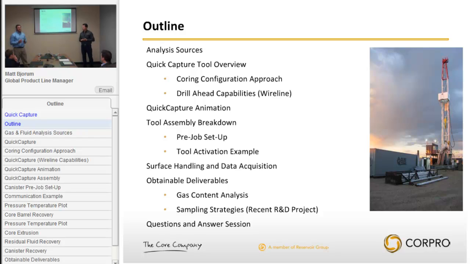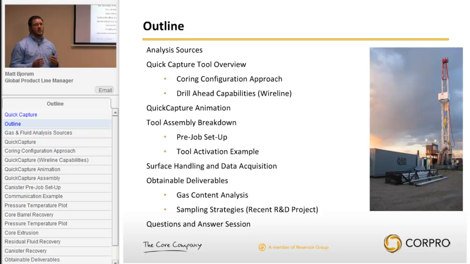Today we're going to strictly focus on the quick capture technology of Core Pro. We're going to discuss the different types of analytical sources of getting and bringing core or rock to surface. Quick capture tool overview, we'll go over the coring configuration approach, also look at drill ahead capabilities for wireline for increased cost savings. Quick capture animation, actually an animation of how the tool works downhole.